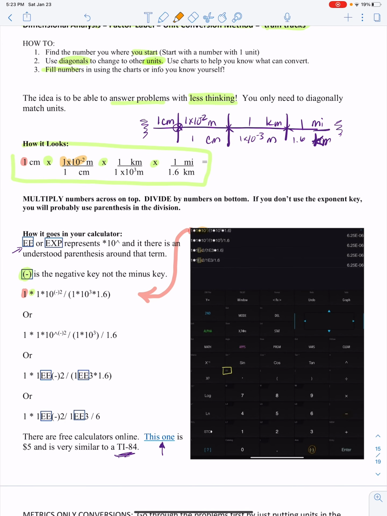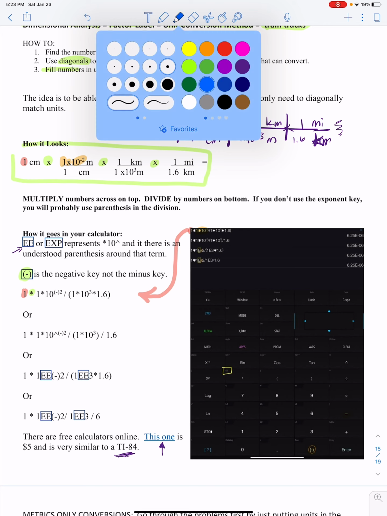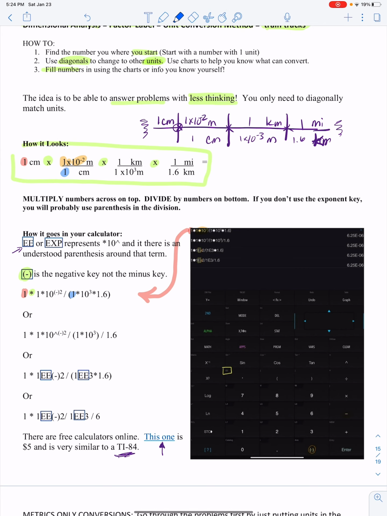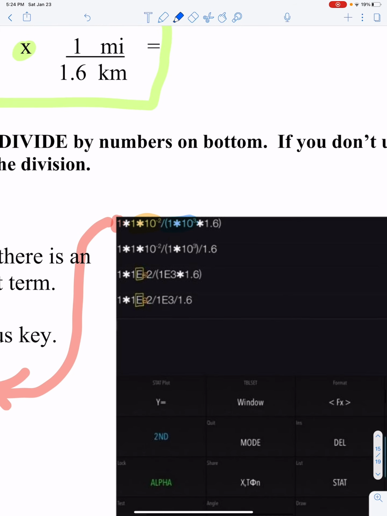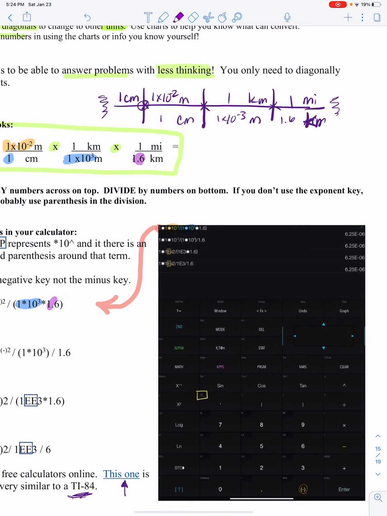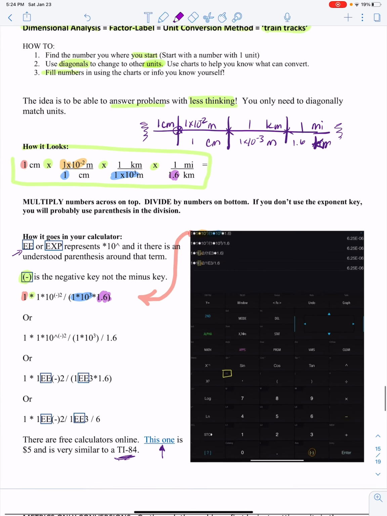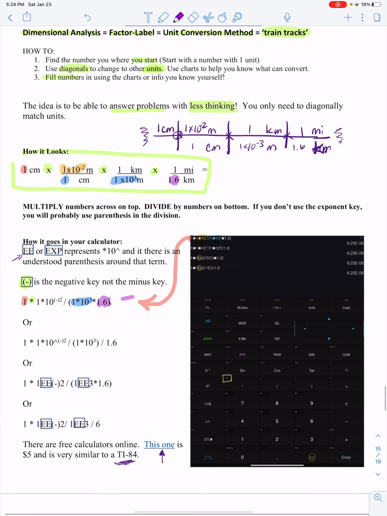Then you can keep saying times 1 and times 1 because that's what's on top. So the other ones are on top. And then we're going to look at the bottom. Actually, we didn't put that one in. It's this 1 times 10 to the third. Because when we divide by 1, it's 1. And then over here, here's 1 times 10 to the third. And then we have 1.6.